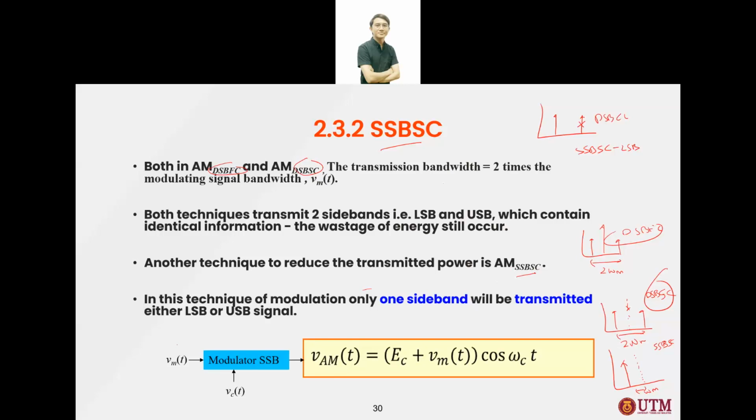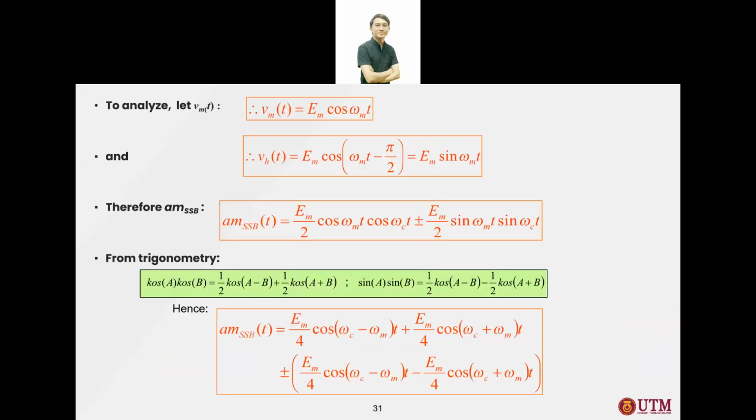So the modulating signal VMT is mixed with our carrier and goes through a single sideband modulator, then you're going to have EC plus VMT cos omega CT. The next slide hopefully will show you a better understanding. Let's say you have VM equals Em cos omega mt. This is your message signal.